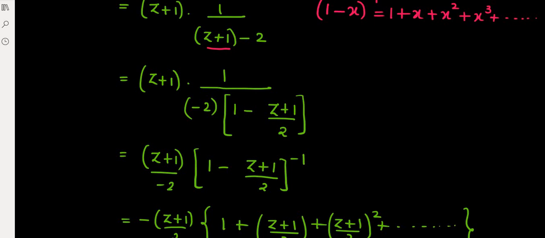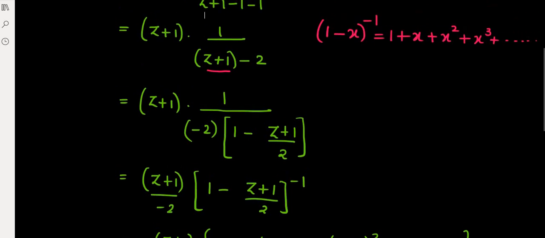Now in order to make use of the expansion 1 minus x raised to minus 1, what we do is take minus 2 common in the denominator. So after taking minus 2 common, you get this. Now bring this term to the numerator. Now you can observe, you can compare with this series, both are one and the same. In the place of x we have z plus 1 divided by 2.